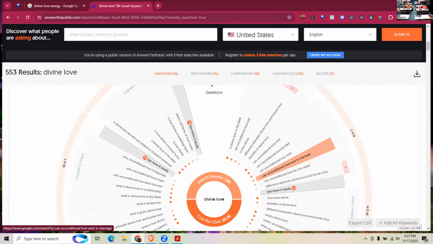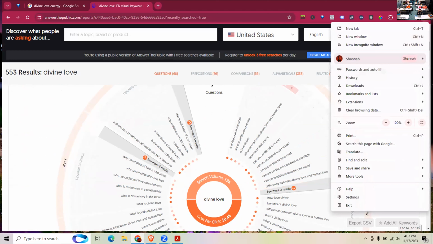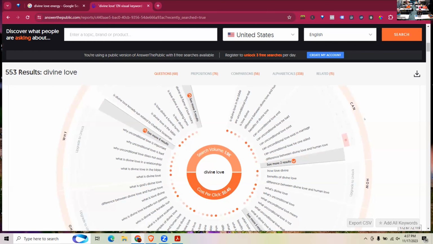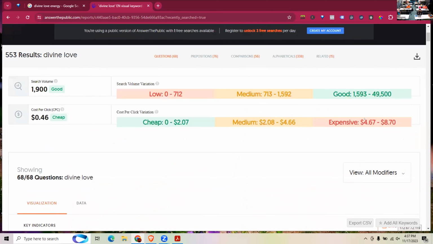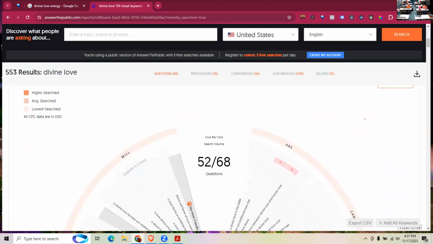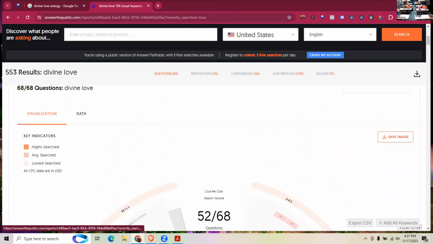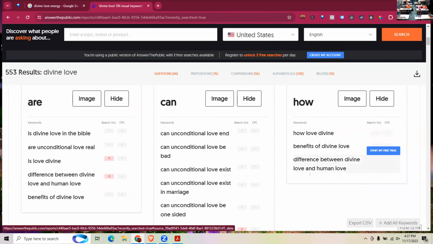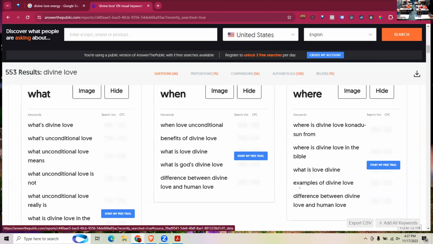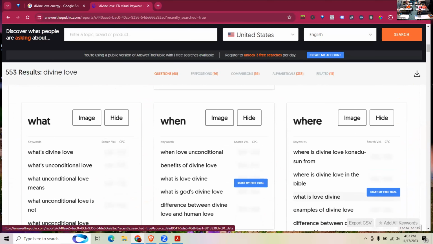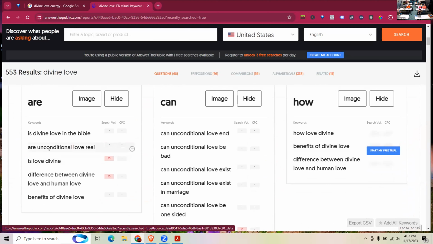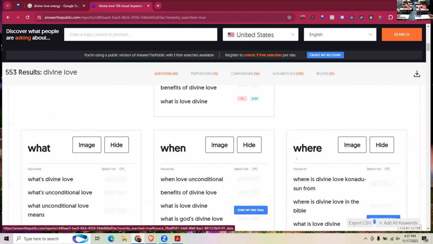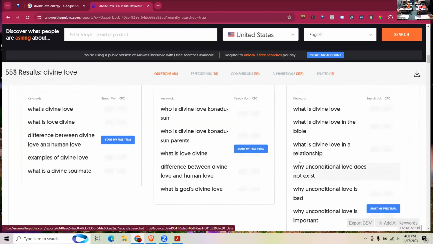Okay, I'm having a hard time fitting this in the screen. Answer the Public. Here we go, I'm going to switch it to data. Okay, so this is a search engine that gives you the different questions that people ask related to the topic that you put in for the search. And they organize it by conditional love, real, is, are, can, how, what, when, where. So if you want more ideas about what people are searching for, you can do a search on Answer the Public.